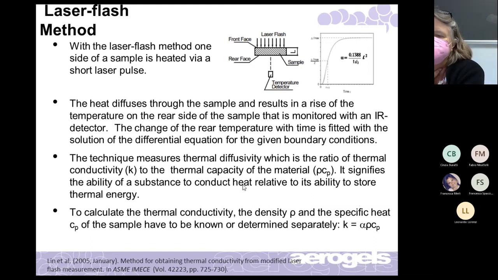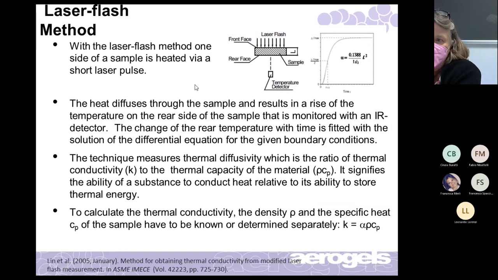So that's what you actually measure. If you know the density and the specific heat of your sample, you can then calculate your thermal conductivity. So alpha is the thermal diffusivity, which is what you measure using this technique. And if you know the density and the specific heat, you can then get thermal conductivity. And again, this is one of those shorter techniques for getting data.